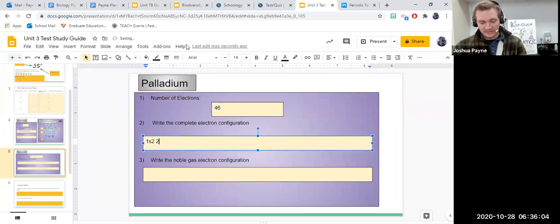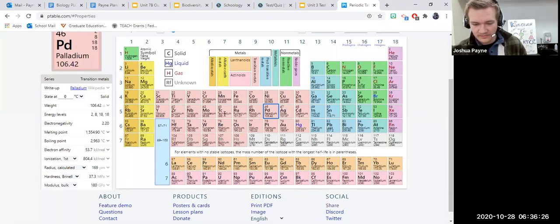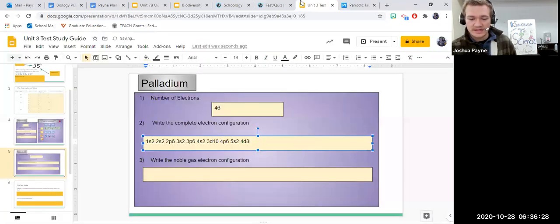Of course, we've got 1s2, 2s2, 2p6, 3s2, 3p6, 4s2, 3d10, 4p6, 5s2, and then it's 4d8. 1, 2, 3, 4, 5, 6, 7, 8. Yeah, 4d8. So here's our entire electron configuration. Super long, super clunky, tough to write out. What we're going to do is do the easier route.